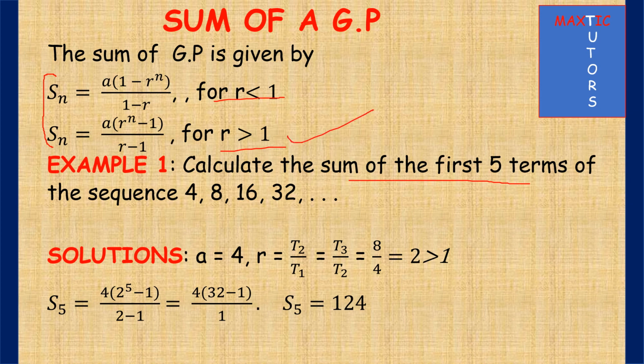So when you substitute that, you want to find the sum of the first 5 terms, that is S5. So A is 4 into bracket 2 raised to the power 5 minus 1 over R, which is 2 minus 1. So 2 raised to the power 5 is 32. 32 minus 1 is 31. 31 times 4, that's 124. So if you add the first 5 numbers of this sequence, we're going to get 124.